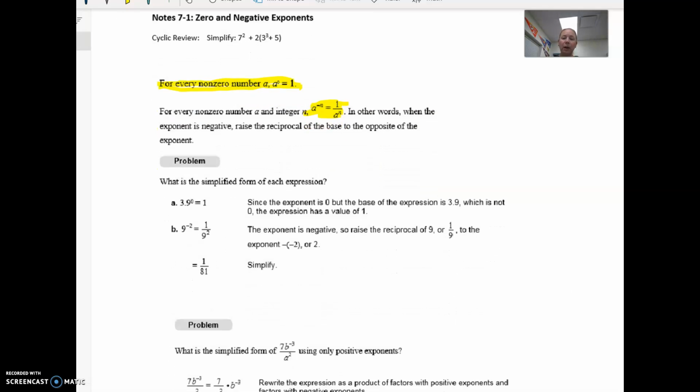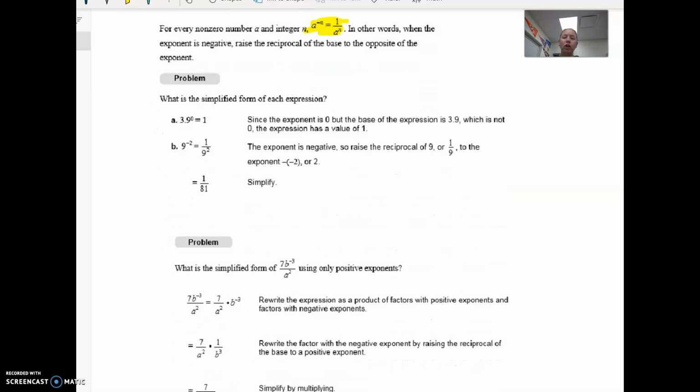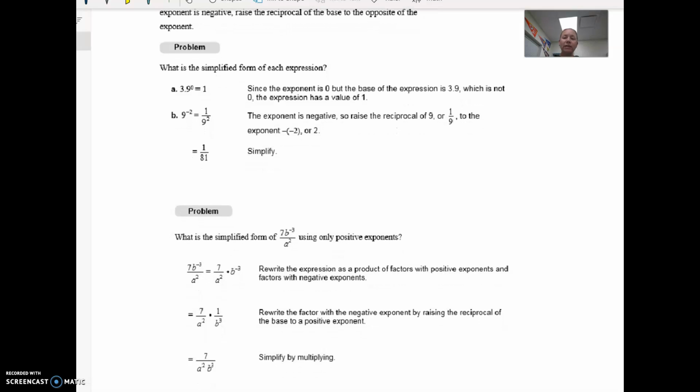So let's look at some examples here, and then we'll do a couple of problems also. So here it says, what is the simplified form of each expression? The first one is to the zero power, so we know it has to equal 1. Obviously, I didn't give you a ton of those types of problems because they're all going to equal 1 anyway.